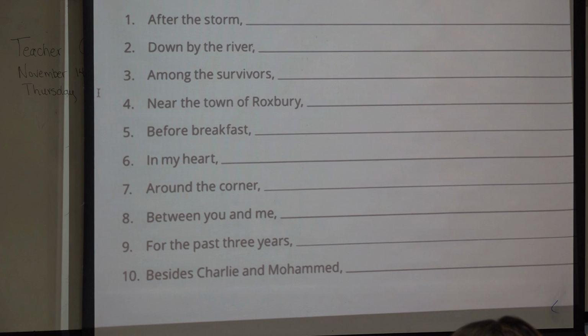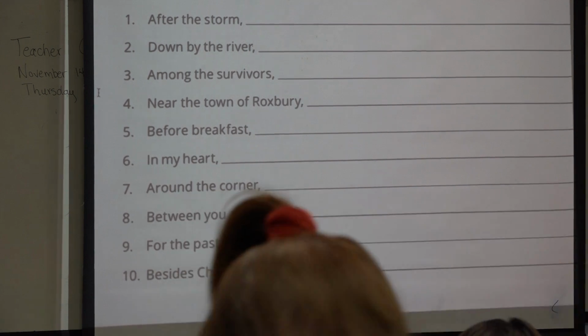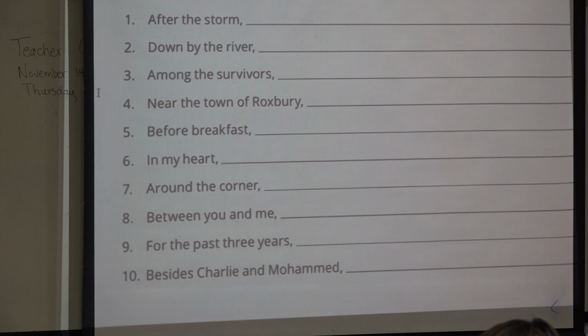For the past 3 years, I went to Japan with my family. There are many memberships, I think you would say, in the sports club. Good. Okay, let's see. Among the survivors, I must help myself. In the forest. After the town, near the town of Roxbury, we are go to shop.